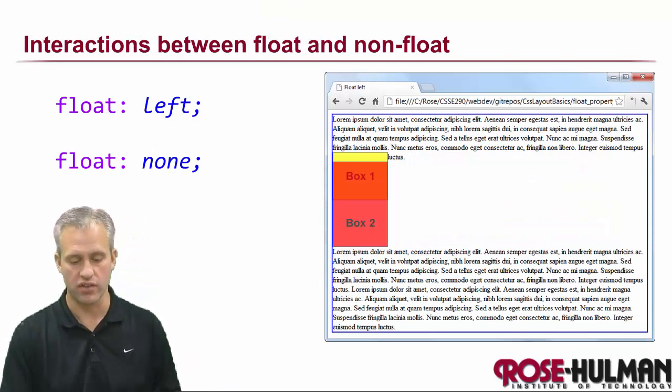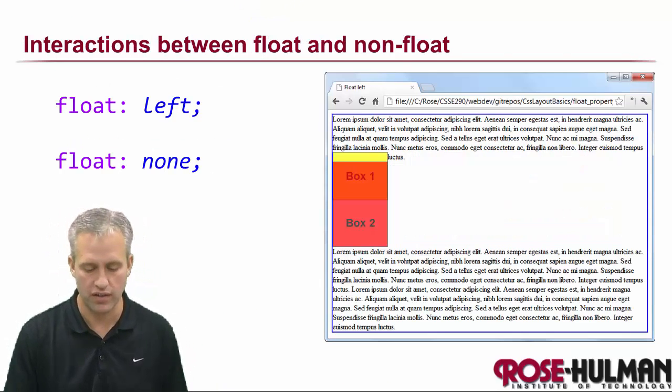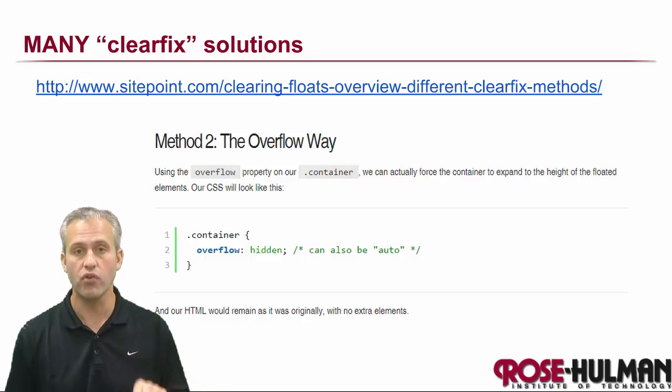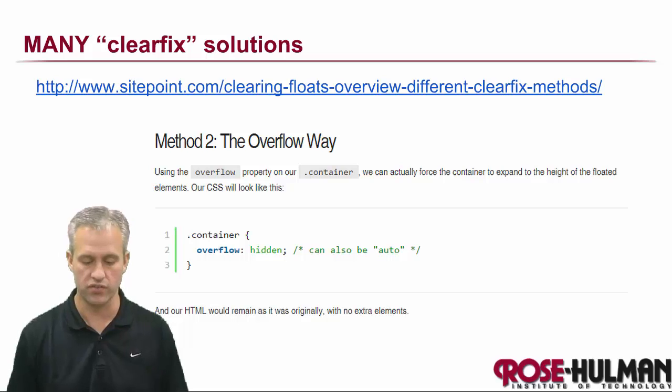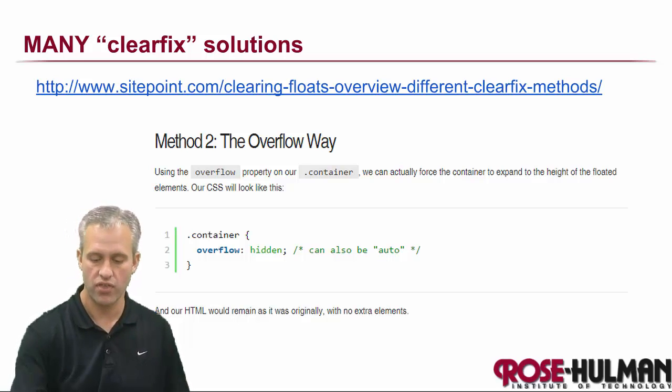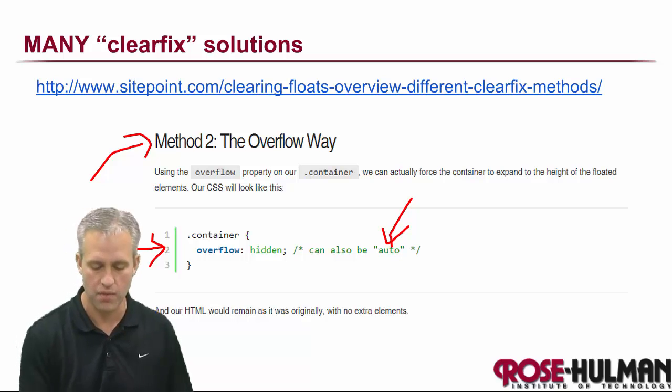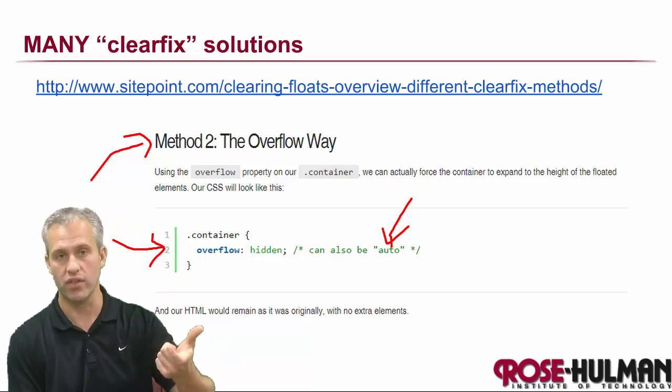The way you fix things like this, I'm not going to go into it in great detail, is what are called clear fixes. I've only shown you one method for a clear fix, and so I've shown you specifically the overflow hidden, which is in this article their method 2, right? So the overflow hidden on the parent. You can also use overflow auto, they work just the same. And what that does is that kind of keeps it within the parent.